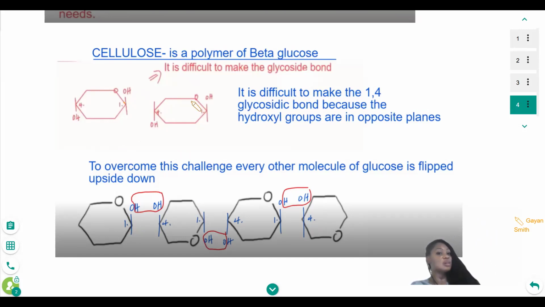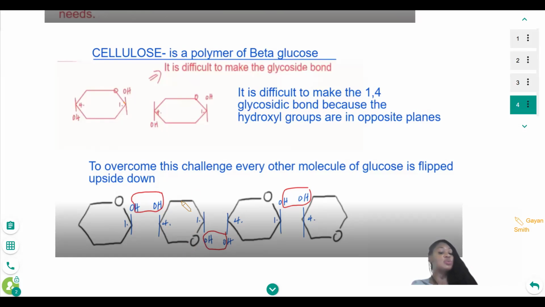So you notice here the oxygen was pointing up. Now the oxygen is pointing down. So the entire molecule has flipped upside down. So what it means now is that this group that was pointing downwards on carbon number 4 is now pointing up. And now that we have both of the OH groups pointing upwards, it's now easy for us to remove the water molecule from between them and to join the two glucose units to create the glycosidic bond.